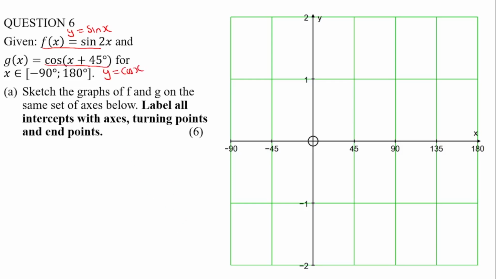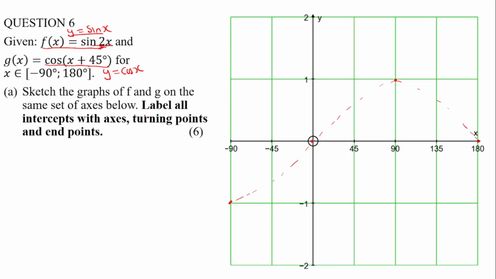Let's start with f of x. We know the graph of y is equal to sine x starts at 0, then at 90, 180, 0. We know these critical points, isn't it? And then we can easily sketch the graph of y is equal to sine x like that, right? And then what is the difference between this and this? Is that here we have 2 here. The value of k is 2.